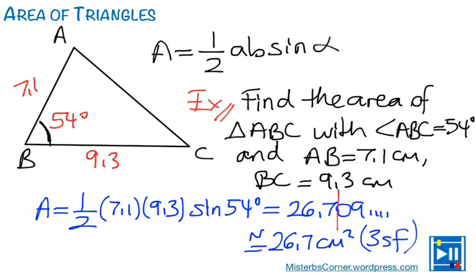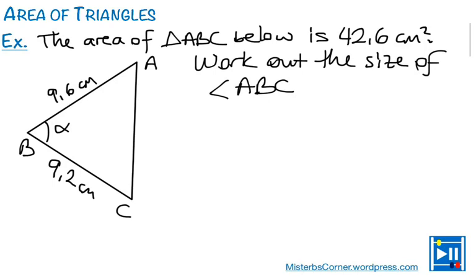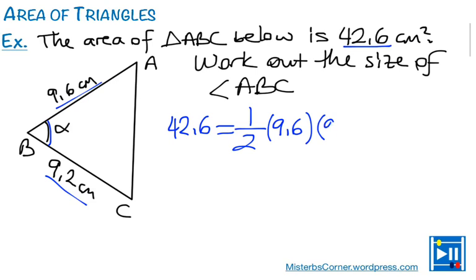Now the questions may also ask the angle or one of the sides, so it's going to be in reverse order. Let's see an example. We are given the area of the triangle as 42.6, and we know the arms of the triangle, the angle alpha given here. So the question is, what's the size of this angle? So basically it's going to be 42.6 equals 1/2 of 9.6 times 9.2 times sine alpha, right?